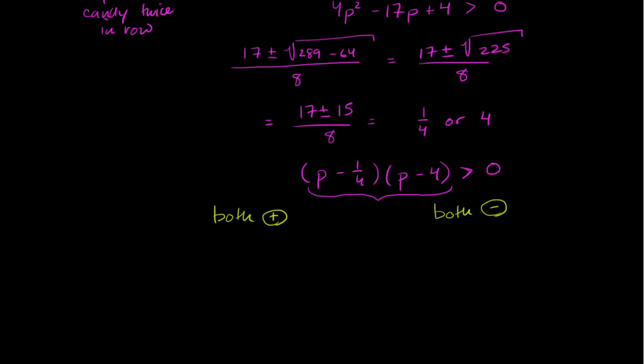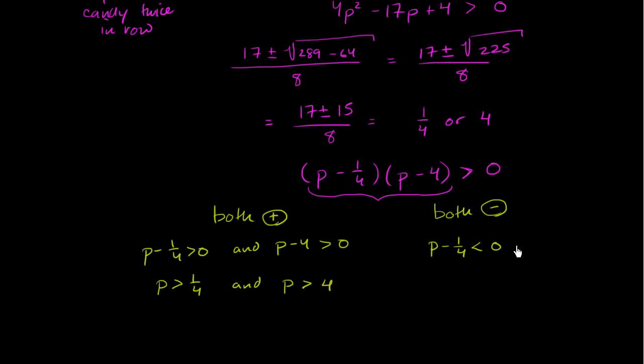So if they're both positive, that means that p minus 1/4 has to be greater than 0, and p minus 4 is greater than 0. Add 1/4 on both sides right over here. You get p is greater than 1/4, and p is greater than 4. So that's the situation where they are both positive. Now, what about if they're both negative? Well, then you have p minus 1/4 is less than 0, and p minus 4 is less than 0. Add 1/4 here. So p needs to be less than 1/4, and p needs to be less than 4.